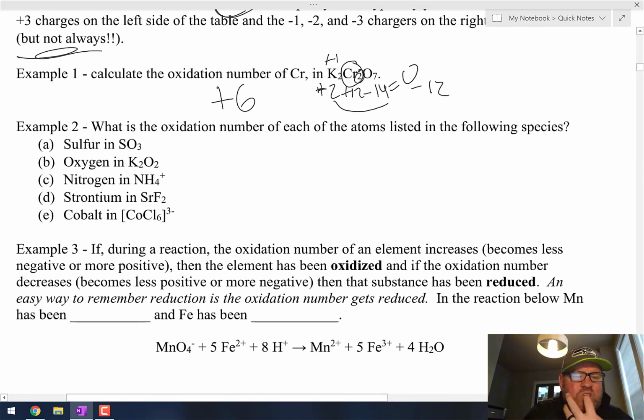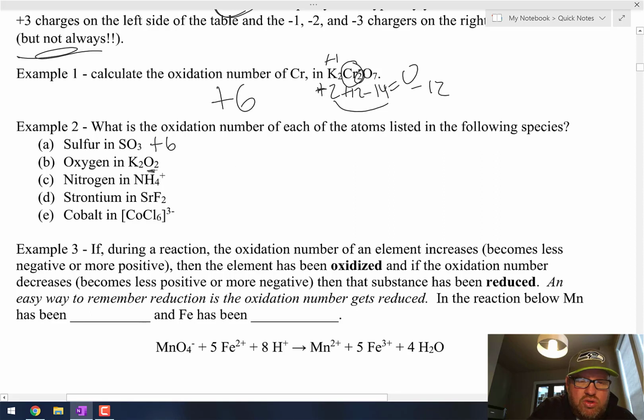Okay, I'm going to go through these ones a little bit quicker. And if you want to pause it at this point and try these ones out, that would be a great idea. And then you can come back and compare your answers with mine. So on example 2, part A, the sulfur in SO3 is going to be +6. Oxygen is -2. There's 3 of them. That's -6. So sulfur has to be +6.